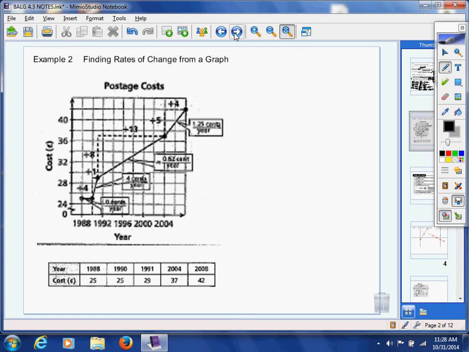Now you see this very first segment right here, I'll circle it, that very first segment, that is the rate of change between 1988 and 1990. See how it's a horizontal line? It didn't change. It stayed the same cost. It stayed at 25 cents, as you recall from our chart on the previous page. So it's flatlined. It didn't change at all. And so you're going to see a horizontal line for that, okay?